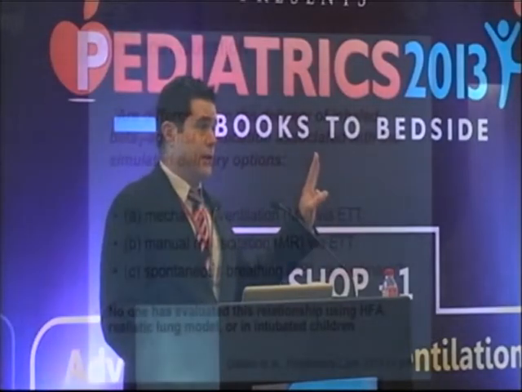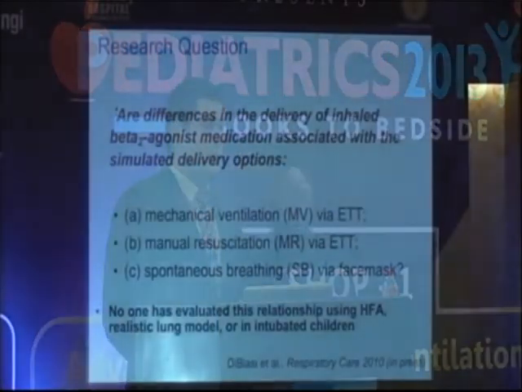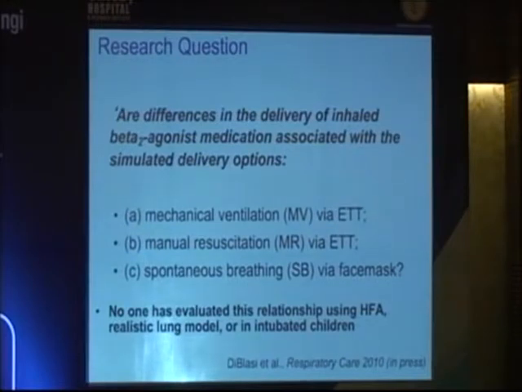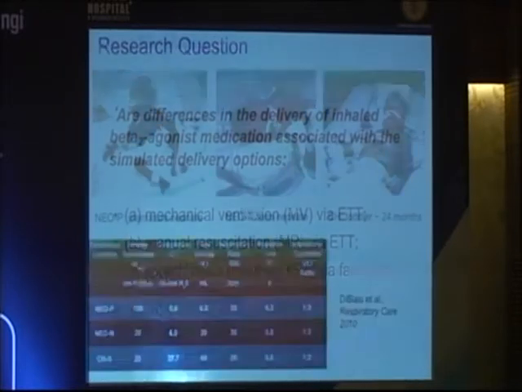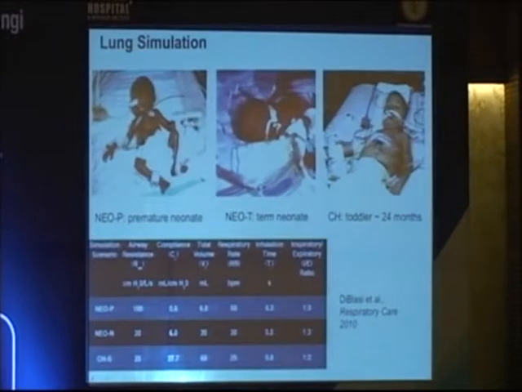So moving forward, we decided that we'd test the hypothesis that there's no differences in drug delivery between the 3 different modalities that are currently being used in the ICU with regard to pressurized metered-dose inhaler and spacers. So what we wanted to do is provide manual ventilation via an endotracheal tube. We wanted to provide mechanical ventilation with humidity via an endotracheal tube, and then also evaluate spontaneous breathing with a face mask. No one's really ever done this, especially using a realistic lung model and evaluated the full range of patients that we take care of in the pediatric world. This includes everything from a premature infant all the way up to a large or small child, toddler.